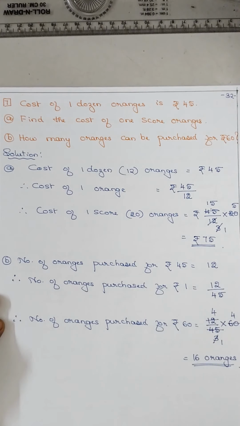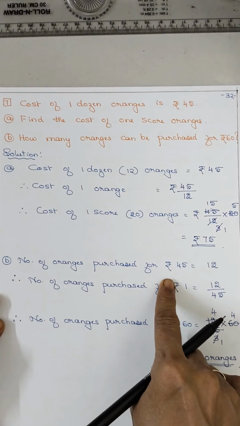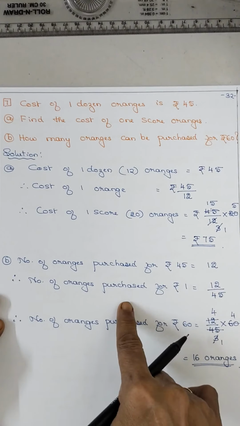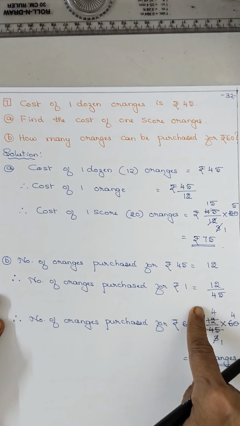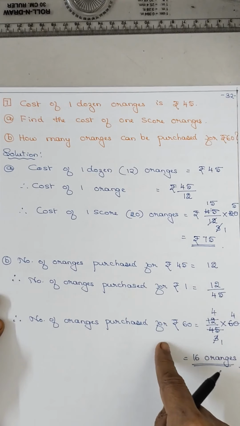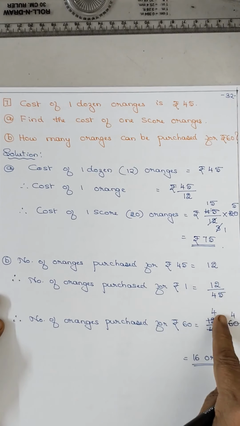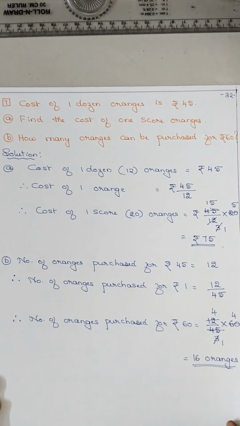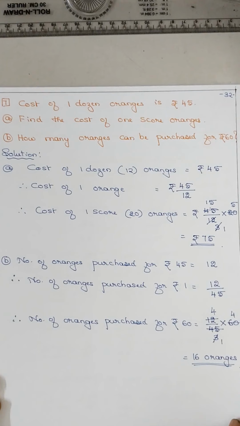So first question, A is direct, okay. In the second question, you have to write the statement in the reverse. Number of oranges purchased for rupees 45, that is 12. Find out number of oranges purchased for rupees 1, that is 12 by 45. Then number of oranges purchased for 60, 12 by 45 into 60. It was question number 7.